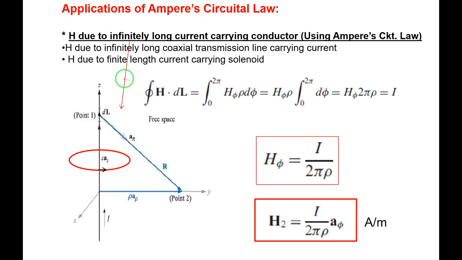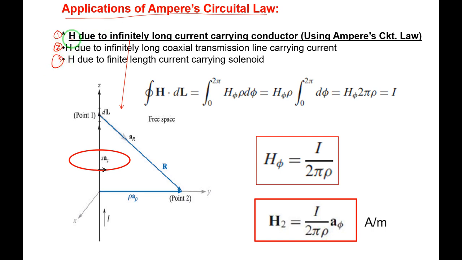Okay. Next, we'll see the applications of Ampere circuital law. Already we have seen the applications of Gauss law, right? We have derived the electric field intensity due to point charge and line charge using Gauss law, and using Coulomb's law also. Here also we will see the applications of Ampere circuital law. There are several applications I have listed here, three in the first list.